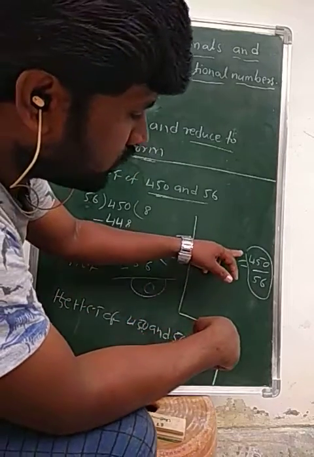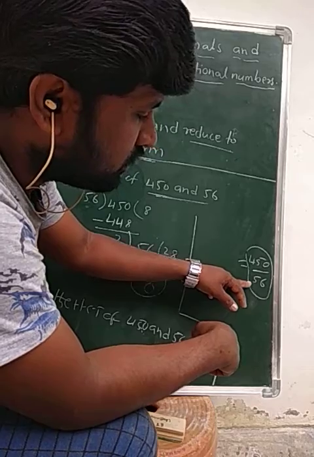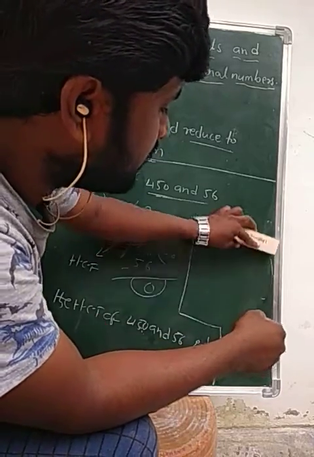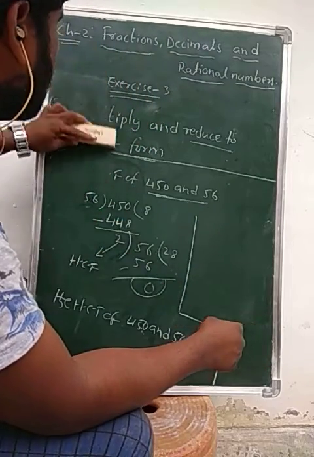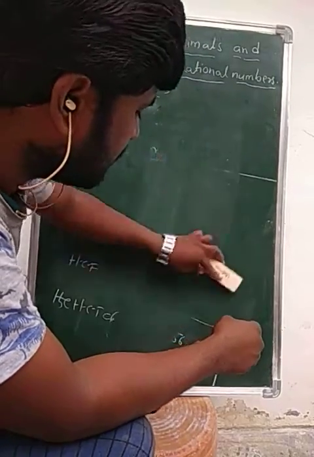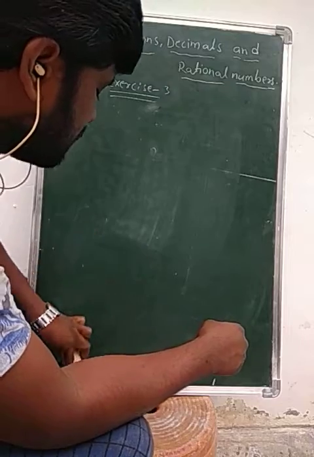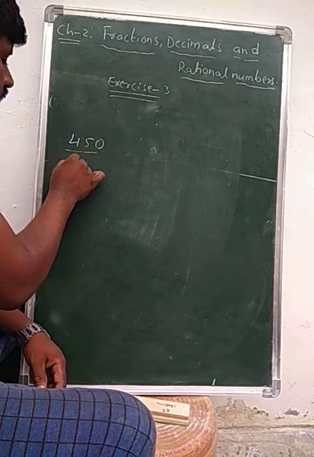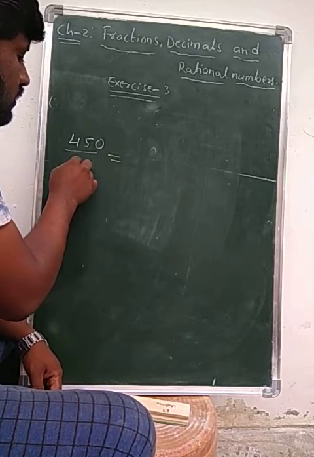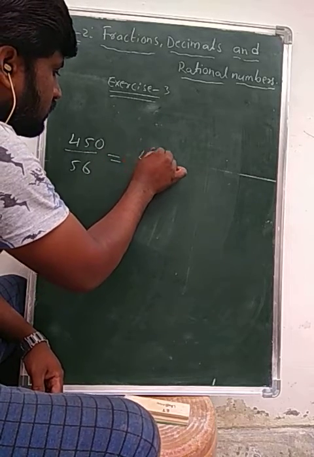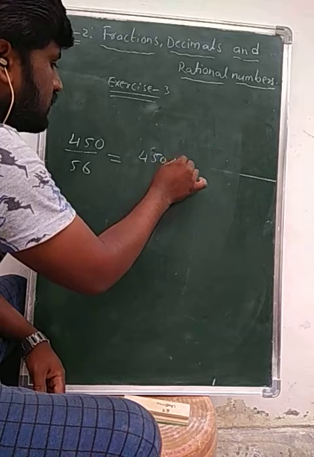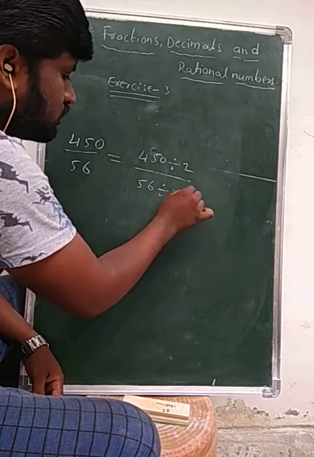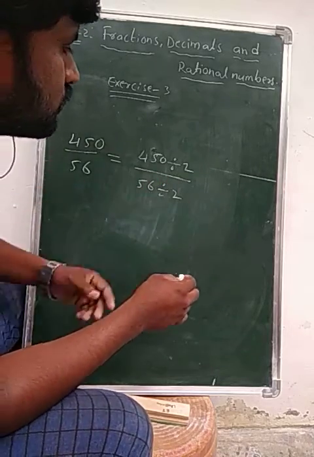We should divide 450 by 56. Then, the lowest form. We should divide the numerator and the denominator with their HCF. We get 450 by 56 now. We should divide the numerator 450 by 2 and 56 also by 2, because their HCF is 2.